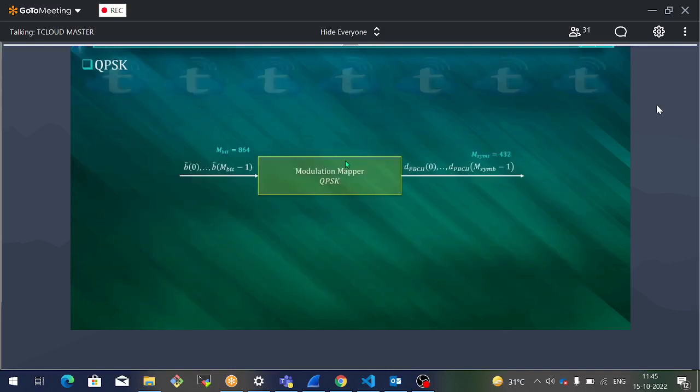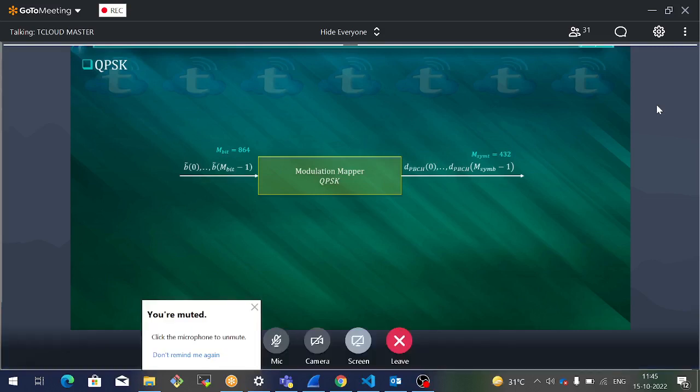And the modulation mapping we use for PBCH is QPSK. So the M number of bits, which are 864, would get converted into 432 symbols placed onto 432 symbol positions in the SS block. Now this is on the transmitter side.